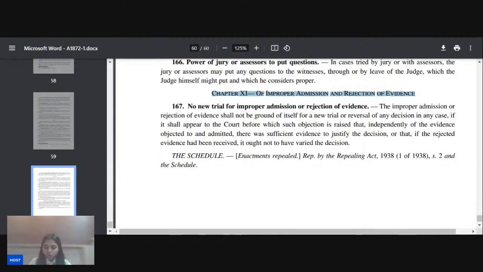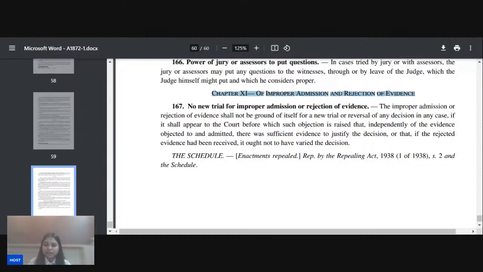And 167, which is the last, under the last chapter of improper admission and rejection of evidence, says no new trial for improper admission or rejection of evidence. So if evidence has been improperly admitted or rejected, right, that is not a ground for a new trial. This is what 167 says.